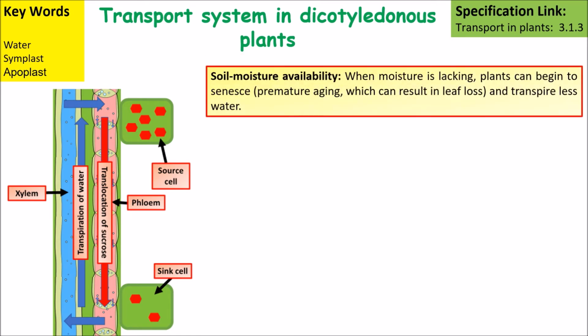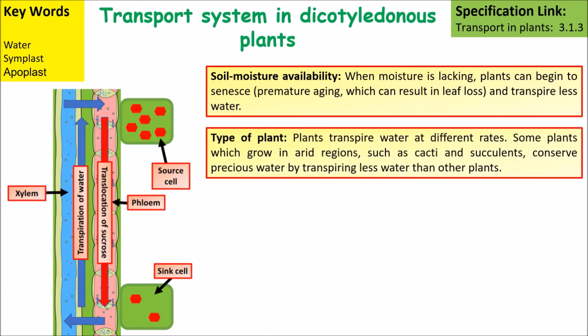Soil moisture availability. When moisture is lacking, the plants can begin to wilt and transpiration lowers because of this. The type of plant: transpiration varies between plant and plant. Plants transpire water at different rates. Some plants which grow in arid regions, such as cacti and succulents, conserve precious water by transpiring less over time.